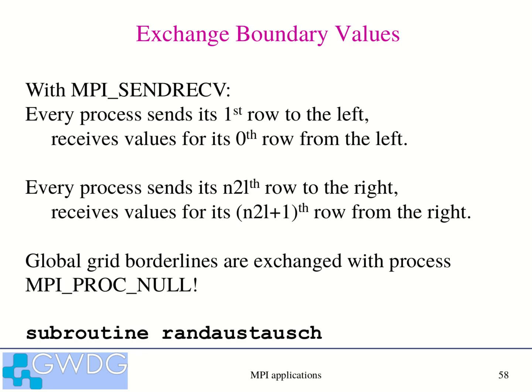But MPI allows to unify this behavior by saying I send something to MPI proc null if there's no domain at the right side. So you have a uniform version to do this boundary exchange.